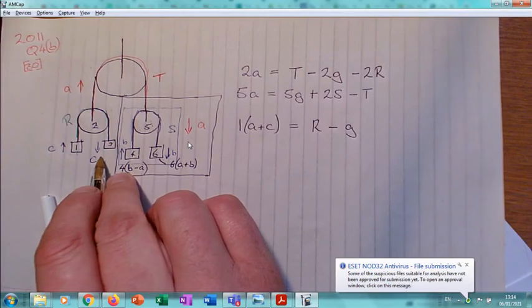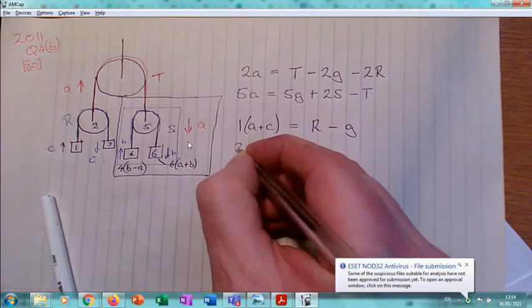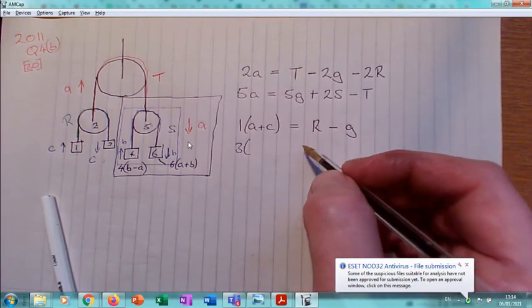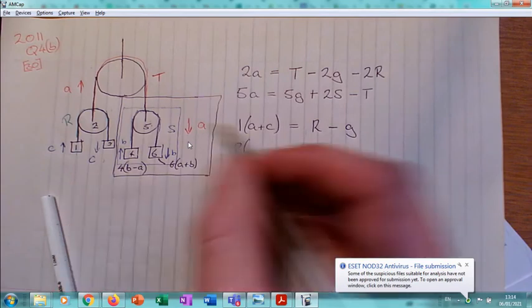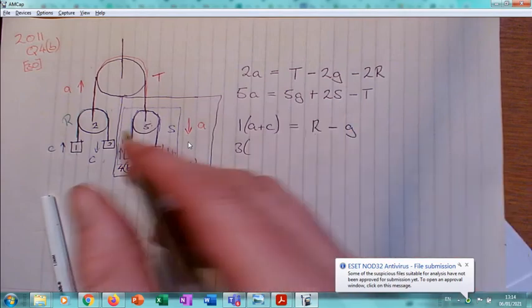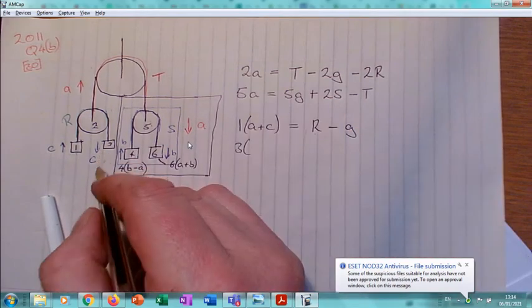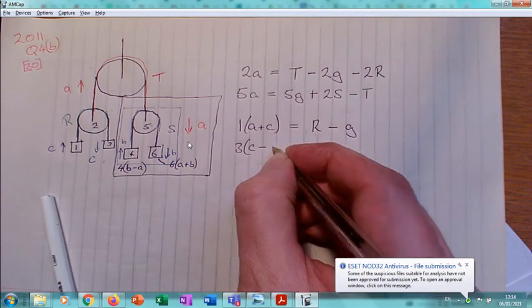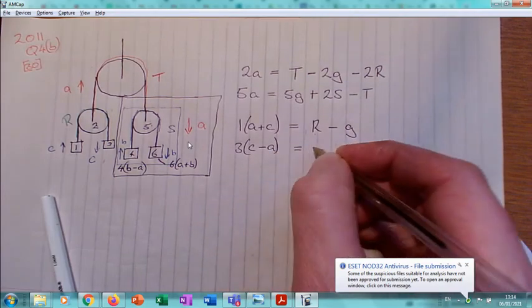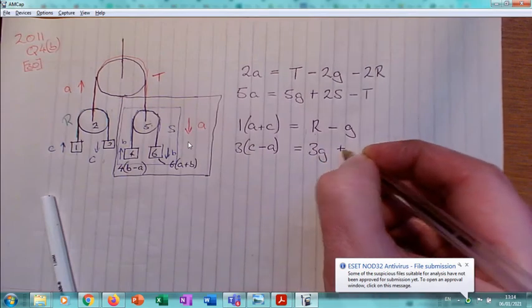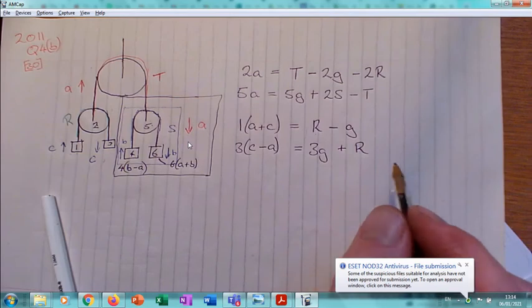The same workings on the other side, so it's 3 times. Now, I said this earlier, I'd like to show you why I'm going to define which way I want to write it. I really want the minus R to pop up here. So that's going down, that's the force down. So what's going down is 3 times (c minus a), and that's equal to, the force going down is 3g, and the force going back up is R.